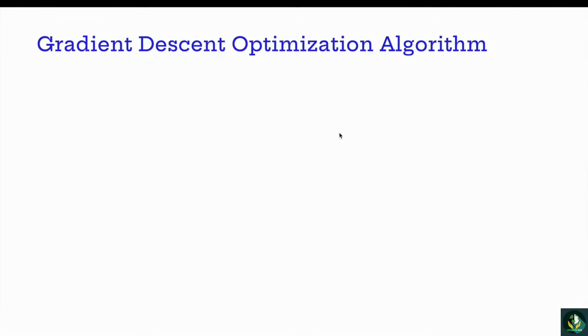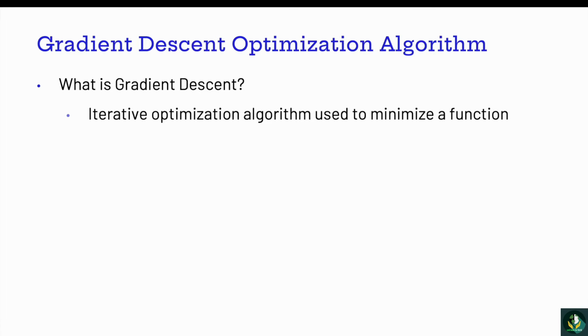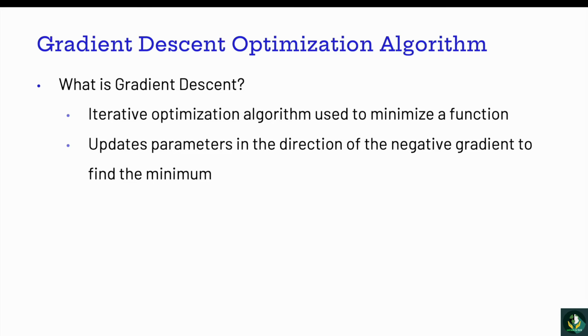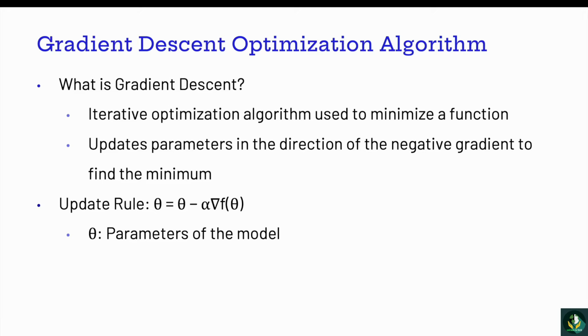Next, let's look at the gradient descent optimization algorithm. Now, what is gradient descent? Gradient descent is an iterative optimization algorithm used to minimize a function, for example a loss function. It updates parameters in the direction of the negative gradient to find the minimum. Now the update rule here is theta equal to theta minus alpha times del, or nabla, f of theta, where theta is the parameters of the model and alpha is the learning rate, which is the step size.